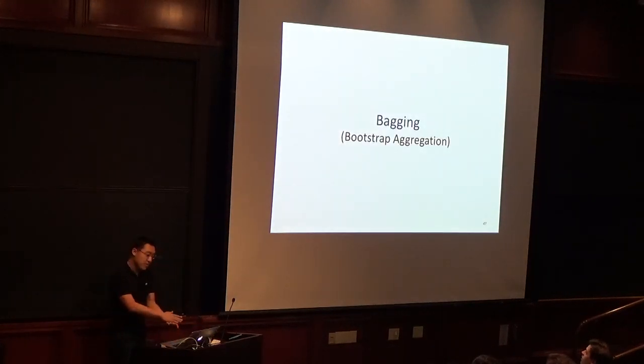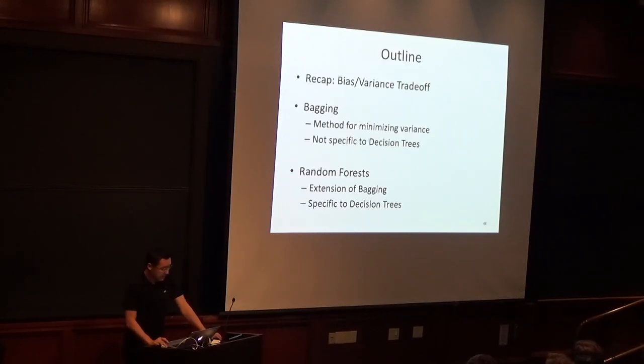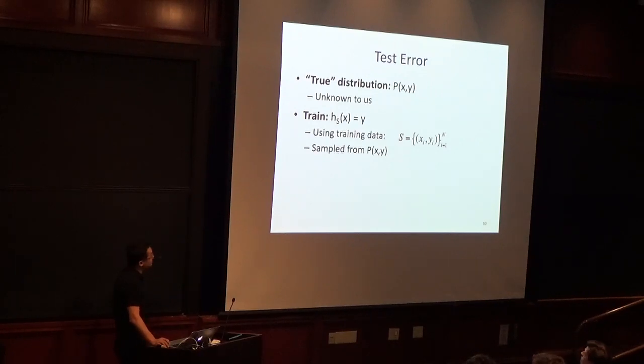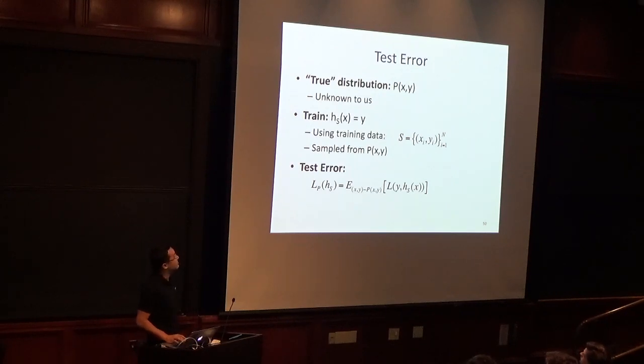Okay. In the remaining 20 minutes or so, I'm going to talk about bagging. It's motivated by the bias-variance trade-off, so let's just recap that first. Test error is the thing that we actually care about minimizing, and it's basically a function of the true data distribution that is unknown to us. We assume that we have a finite sample of training data from that distribution, and then we train a model to minimize error on this finite sample. The actual test error of a model that we train on a training set is the expected loss sampled from the true distribution.